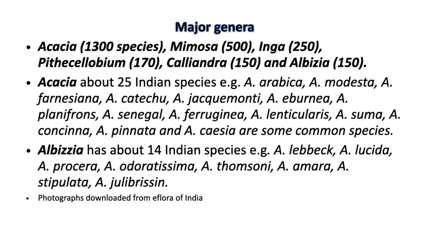Albizzia has about 14 Indian species like Albizzia lebbeck, Albizzia lucida, Albizzia procera, Albizzia odoratissima, Albizzia thompsoni, Albizzia marginata, Albizzia stipulata, Albizzia julibrissin.